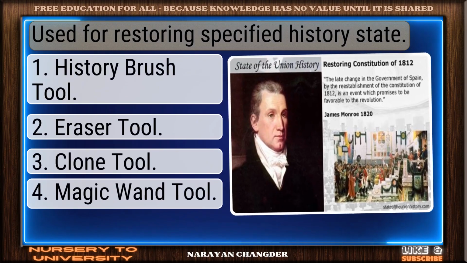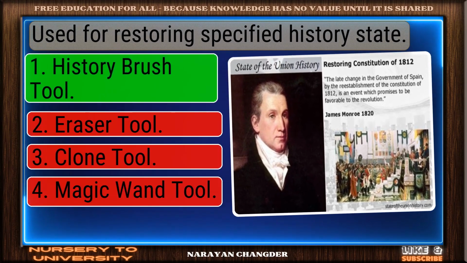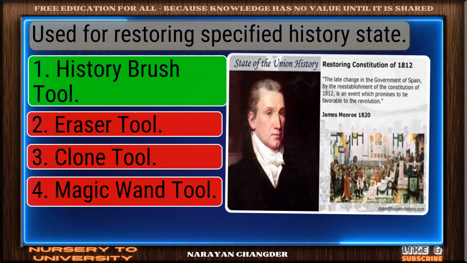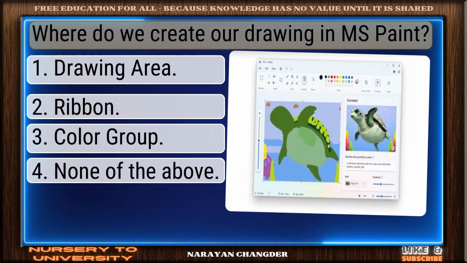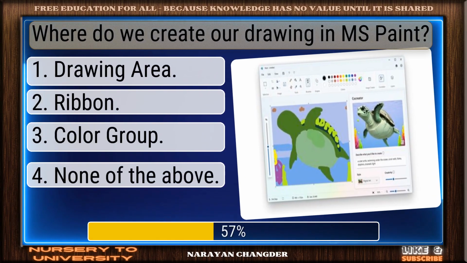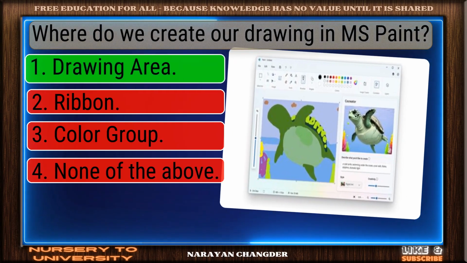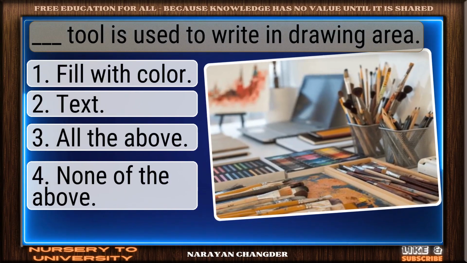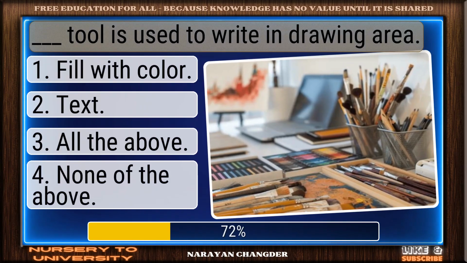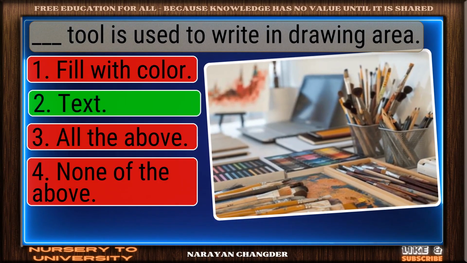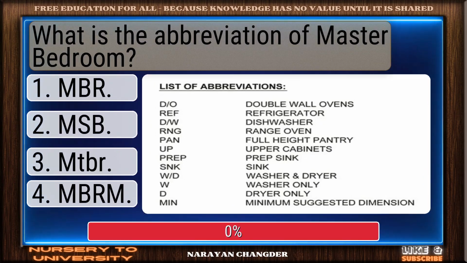Used for restoring specified history state. Excellent. History brush tool is well reasoned. Where do we create our drawing in MS Paint? Good thinking. Drawing area is right. Dash tool is used to write in drawing area. You chose text. Correct. What is the abbreviation of master bedroom?